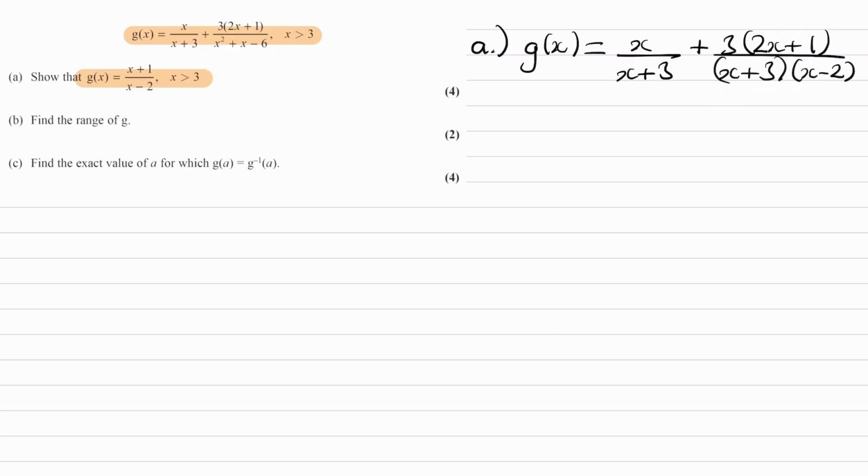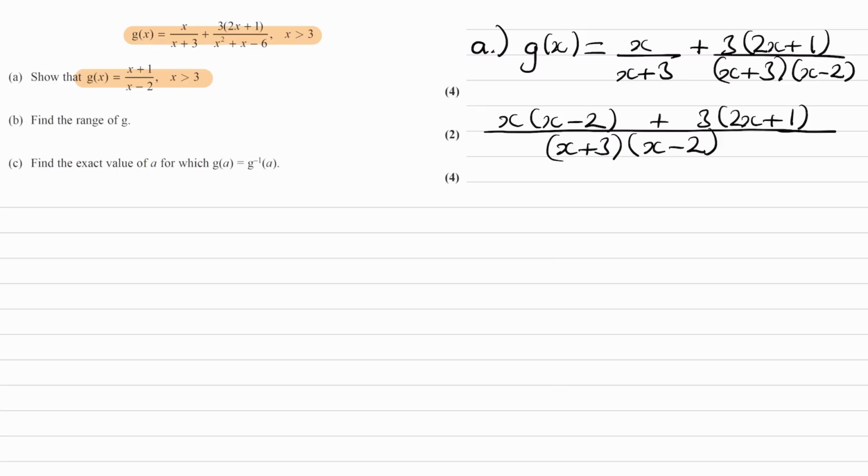And notice how both of these two denominators share a factor of x plus 3. So then to make a common denominator, we just have to times top and bottom of this fraction by x minus 2, and then both fractions will have the exact same denominator. So then our shared denominator would be x plus 3 times x minus 2. If we multiply top and bottom of this by x minus 2, the top will become x multiplied by x minus 2. This stays as is, 3 times 2x plus 1. And now we have one single fraction.